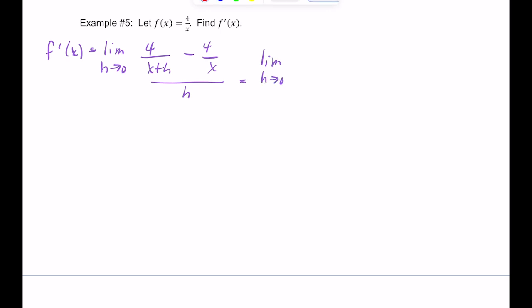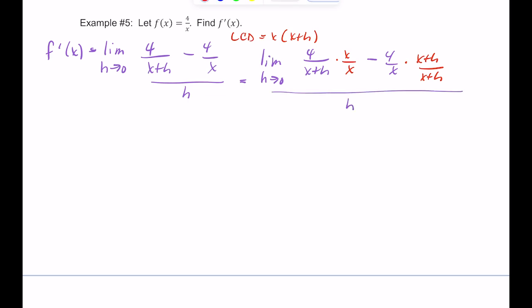Now, in order to subtract these two rational expressions, we don't have the same denominator. So we have to find a common denominator, and the common denominator would just be x times x plus h. Okay, so my LCD is x times x plus h. So what I'm going to do is take each of these and multiply them by the piece they don't have. So this is missing the x. And then this one is missing the x plus h. And then this is all over h.